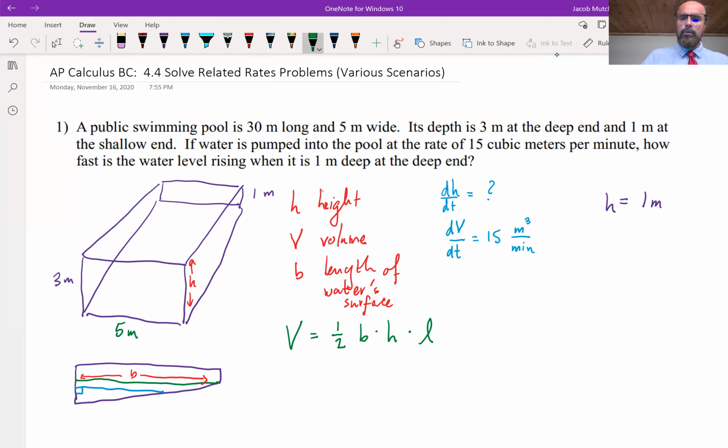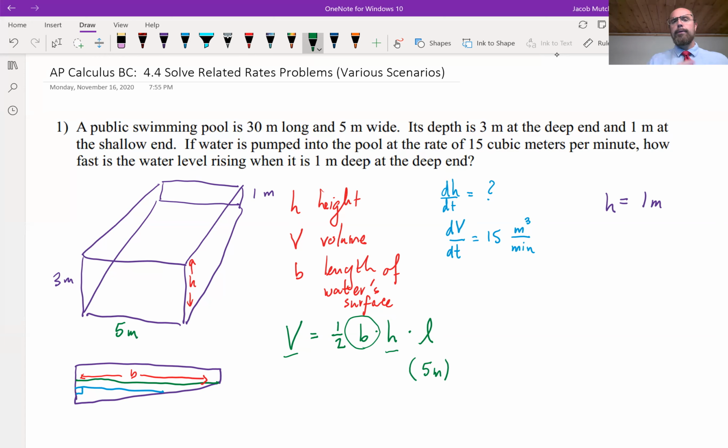And in fact, what we can do here, before I differentiate, I need to survey my equation to think about what variables I can deal with and which ones I want to modify. So volume definitely is good, height's good. Length, I know I'm going to fill in with 5 meters since that's constant, it's not changing. But I need to deal with this variable B, the length of the water's surface.